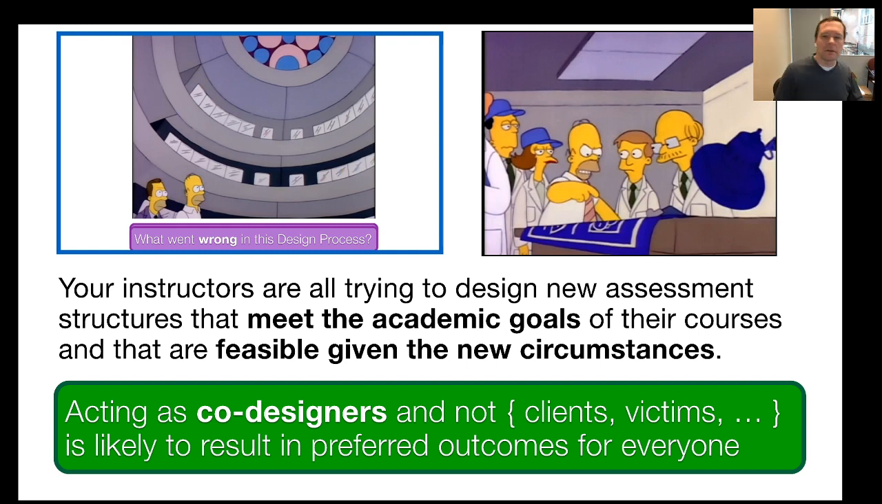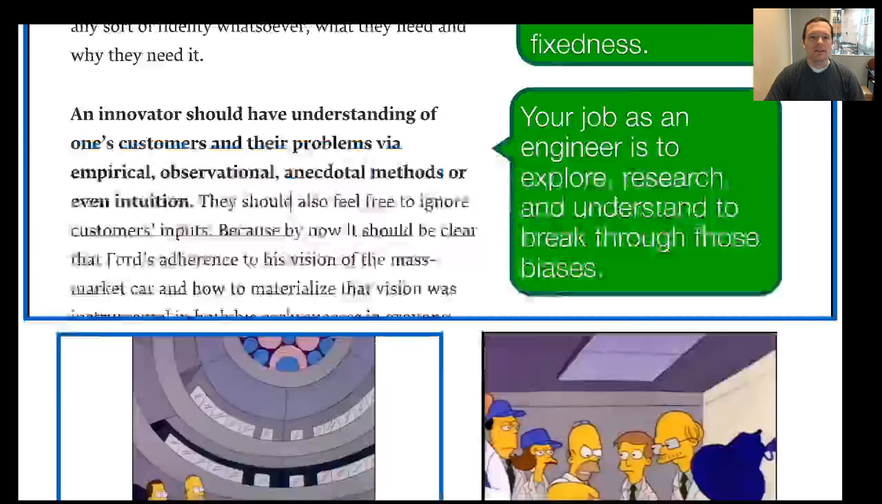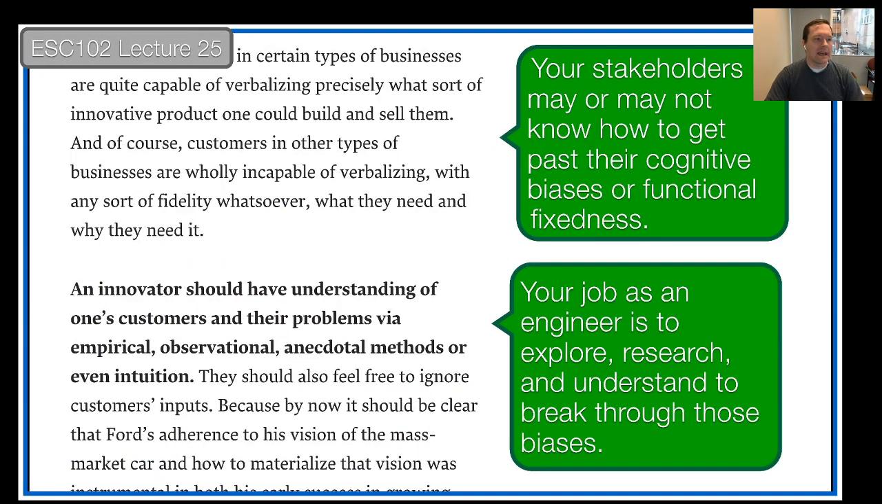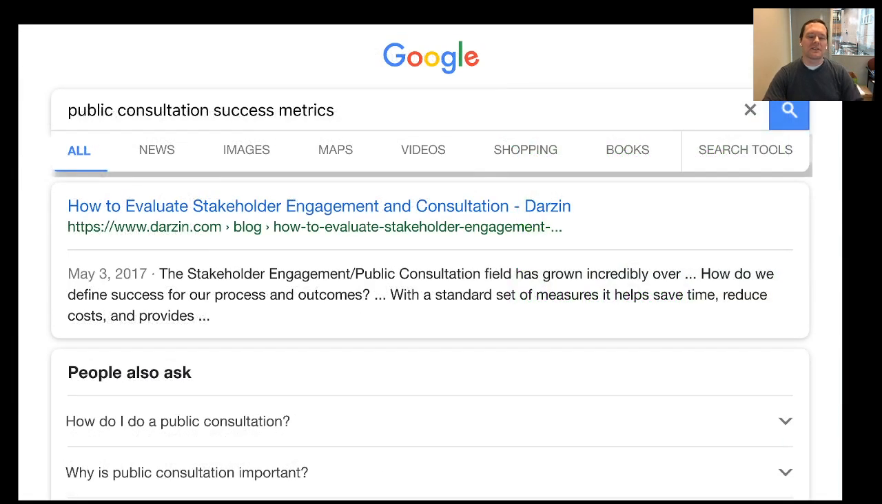And going back to what you said earlier, part of being a designer is to say, here's my ideas and why they're good ideas and how they support the stakeholders in play based on your understanding. So if we go back, we have this notion of stakeholders who may not know how to get past their cognitive biases or functional fixedness. It occurred to me that maybe we should look for success metrics for a public consultation, which is basically what I've just asked you for.